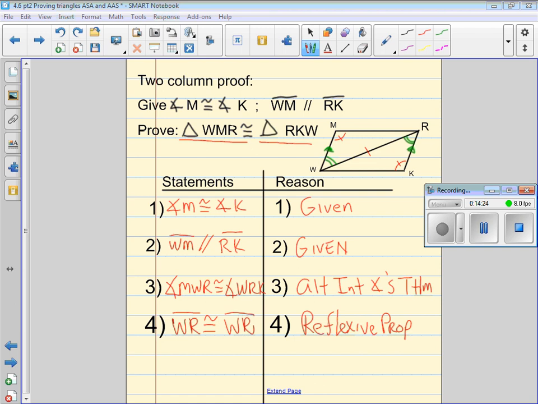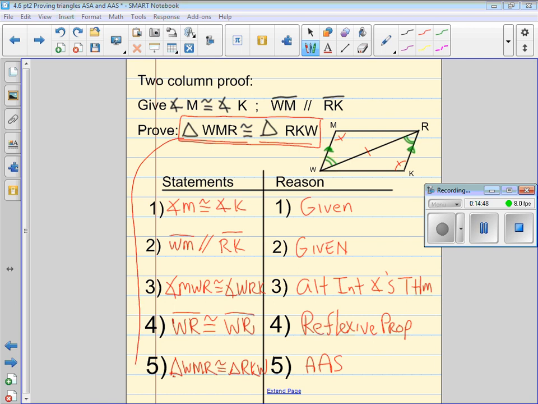Now look at the drawing and ask yourself, is there enough information, and can I use one of my shortcuts to show that those two triangles are congruent? All right. So I would conclude logically with the markings in that drawing that triangle WMR is congruent to RKW. And that's what they were asking me. When we're writing these two column proofs, what they're asking me to prove is always the last line. Once I can come to that conclusion, I have it.